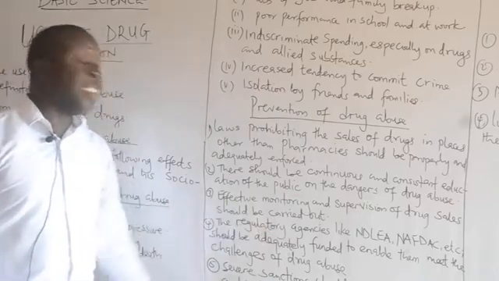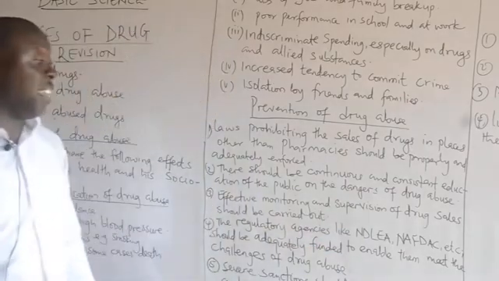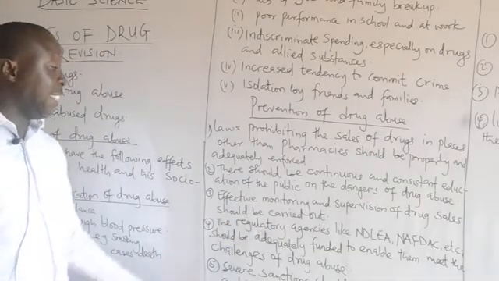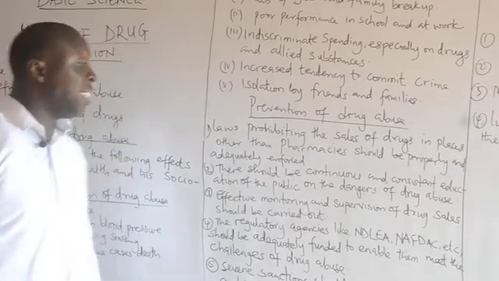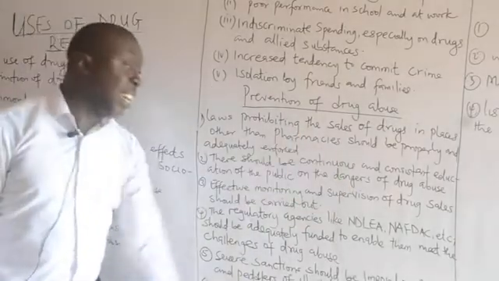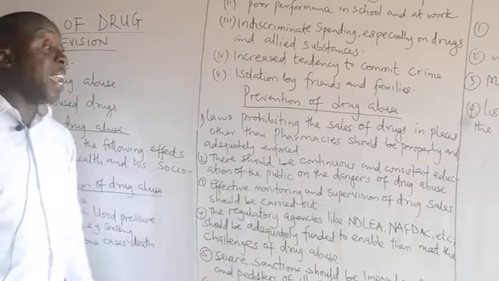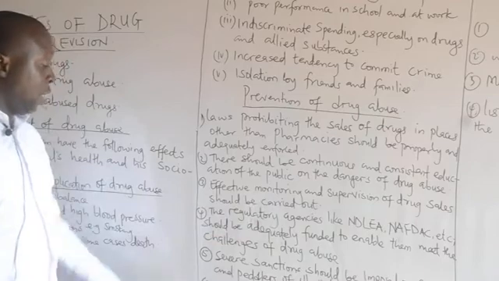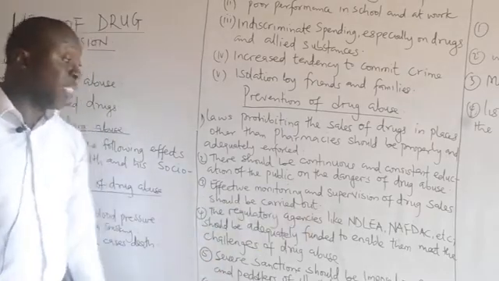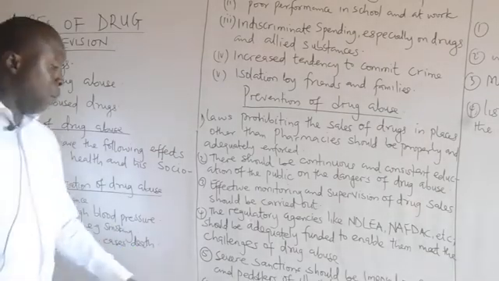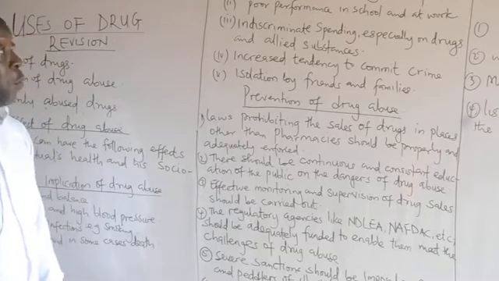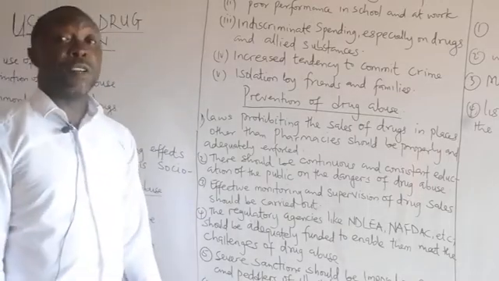Number four, regulatory agencies such as the NDLEA, the NAFDAC, etc., should be adequately funded to enable them meet the challenges of drug abuse. The full meaning of NDLEA is the Nigerian Drug Law Enforcement Agency. Number five, severe sanctions should be imposed on smugglers and peddlers of illicit or hard drugs, that is, those people that normally smuggle hard drugs from other countries. Then anti-drug clubs or associations should be formed in schools to provide the students with adequate information on the dangers of drug abuse.